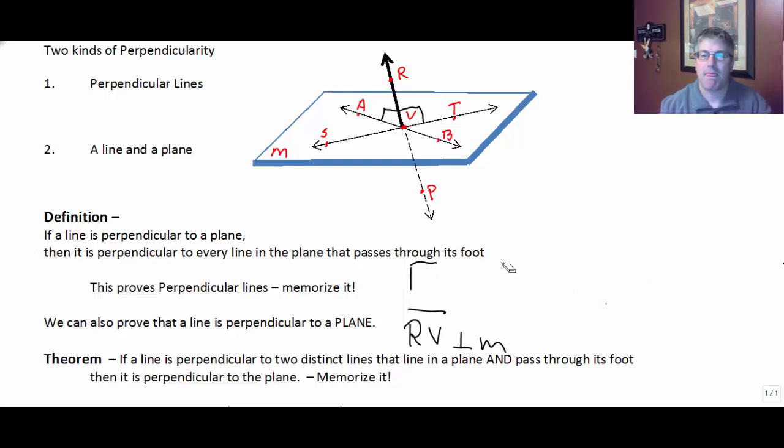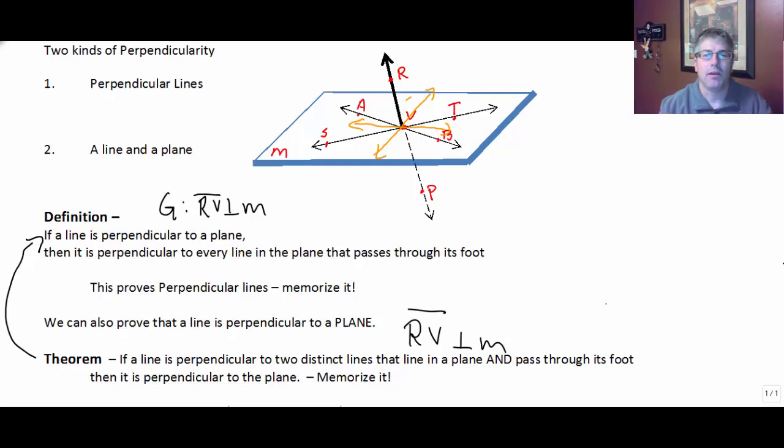So now that we have that, once we establish a line is perpendicular to a plane, then we can move back here to our definition. So we've established, or we're given now, that line RV is perpendicular to plane M. There's a little bit of circular reasoning here because I'm using the same diagram, but the concepts are the same. If we already know that a line is perpendicular to a plane, then we know it's going to be perpendicular to every line in the plane that passes through its foot. So even if I add more lines in the plane that pass through the foot, every one of these new lines that I draw is going to be perpendicular to RV.